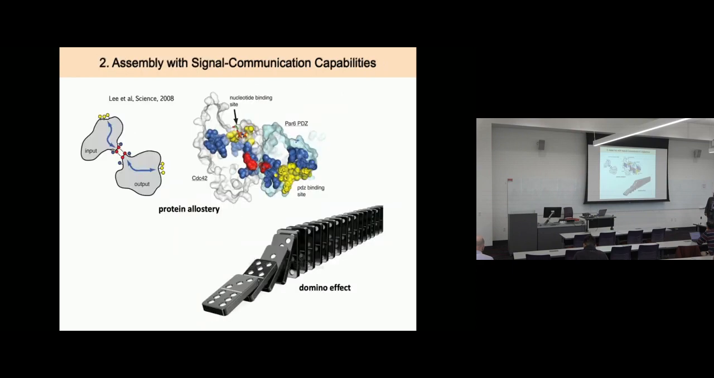Okay, so let me very quickly now tell you about the second kind of assembly that again takes advantage of these cooperative interactions. Something that will be able to communicate a mechanical signal, let's put it more generally, a signal from one place to another.